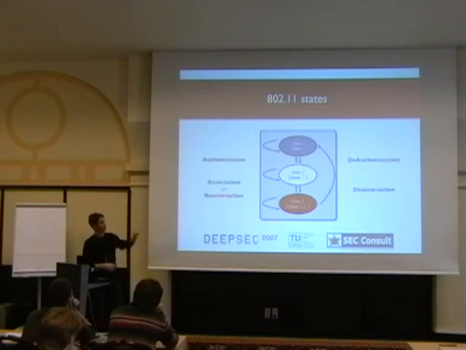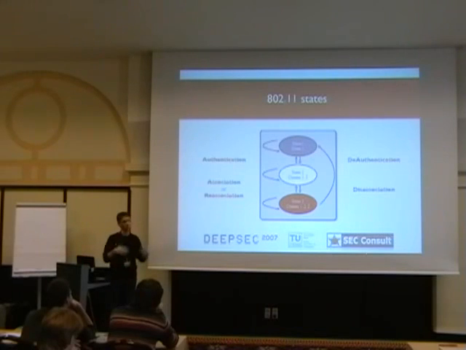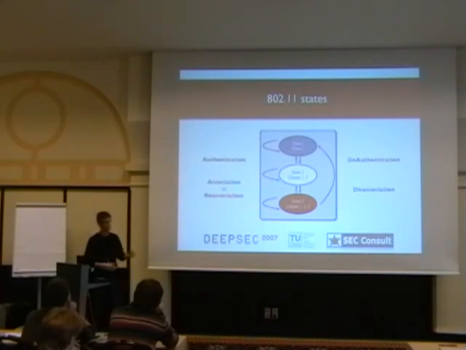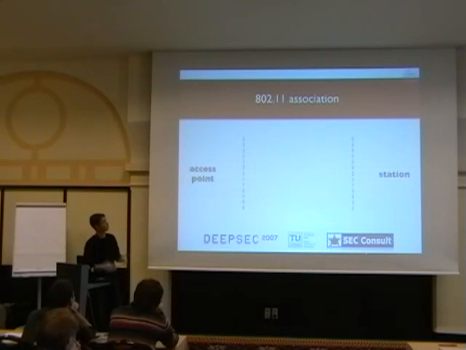We have state 1 where both devices don't really know anything about it or about each other. We have state 2 where they have little knowledge about each other, and then in state 3 we have full knowledge of both devices and they can transmit higher level protocols. And how all that works can be seen in the so-called association of two devices.